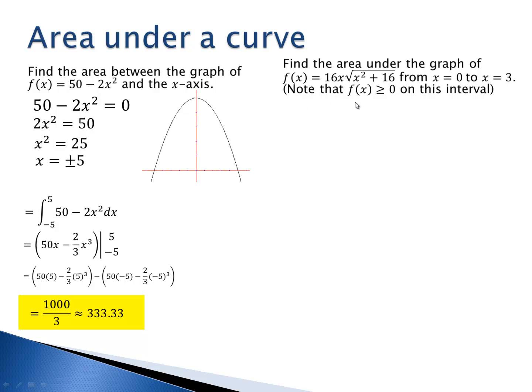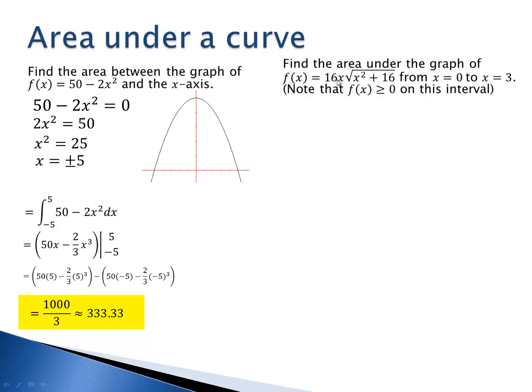Alright, and what I want you to notice is that f of x is positive on this interval, or at least greater than or equal to 0. When x is 0, we get 0 squared plus 16. Everything in here will be positive. As we end up squaring, we get something positive plus 16, it'll stay positive. So that whole square root is going to be positive.